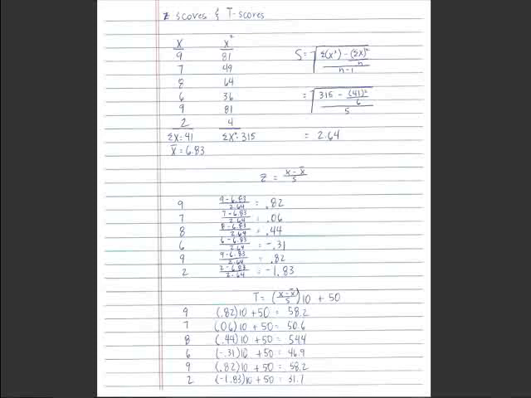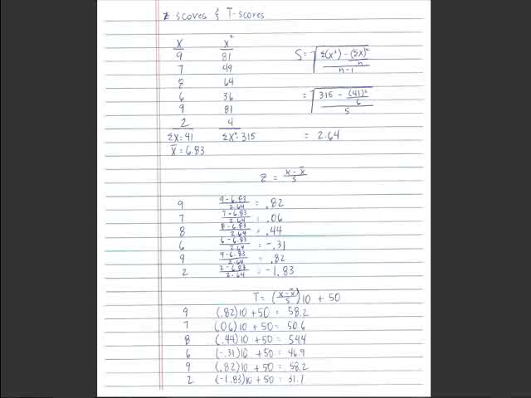So again, the interpretation is that the raw score of 9 was 0.82 standard deviation units above the mean. So let's jump down and talk about the raw score of 6. 6 minus 6.83 divided by 2.64 gave us a z of minus 0.31. So what that means is that the raw score of 6 is 0.31 standard deviation units below the mean. So remember, z-scores represent the number of standard deviations the original score falls either above or below relative to the mean.